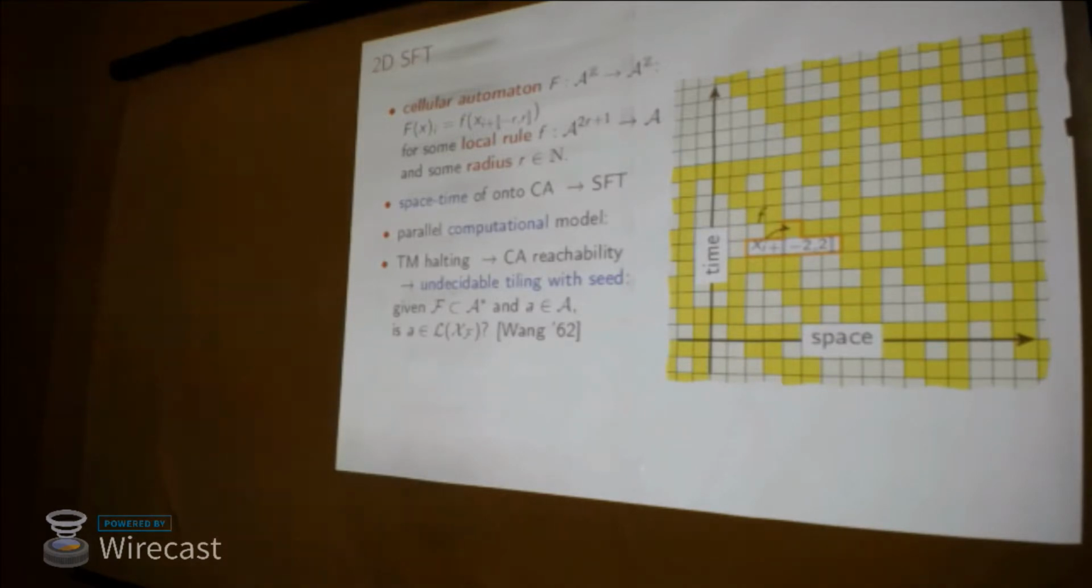So I give you my tile set, and I say, okay, do you think you can tile the whole plane starting with this particular tile? So it's not exactly the emptiness problem, but it's not very far.